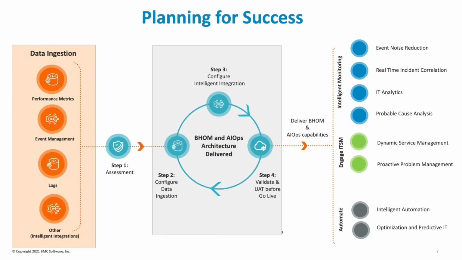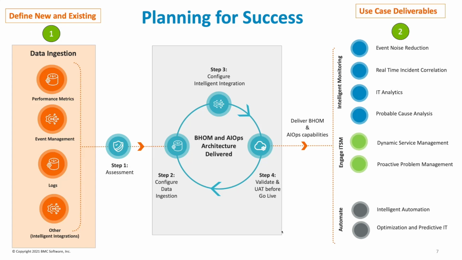So let's take a look at the key areas to focus on during the plan and prepare phase. First of all, there's the technical side again, like the events, the metrics, the logs that we are collecting. What sources do we have? We have to take a look at that. We have to think about how we're going to integrate these sources into TrueSight Helix Operations Management.